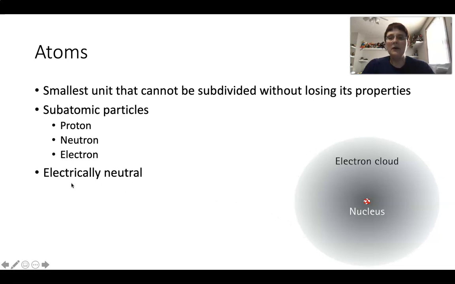Remember that normally an atom will be electrically neutral, meaning that the electrons and the protons are going to balance out, unless something happens for that atom to gain or lose electrons.